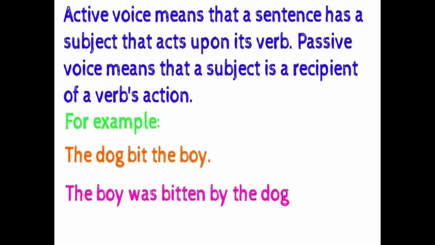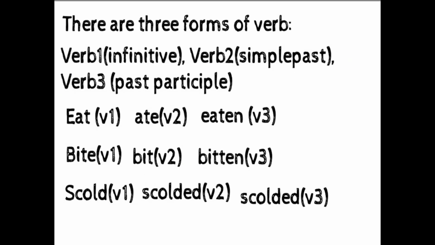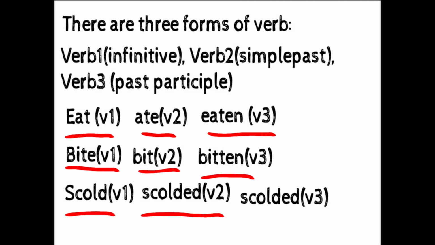Correct? But what we have to change is the verb. Okay, some verbs we have to change. According to the sentence, we will change the verb, but I will explain to you in detail. There are three forms of verbs. Okay, verb 1, also known as infinitive, verb 2, also known as simple past, and verb 3, also known as past participle. So some examples are eat, ate, and eaten. Okay, eat is verb 1, ate is verb 2, eaten is verb 3. So bite, beat, bitten, scold, scolded, scolded.